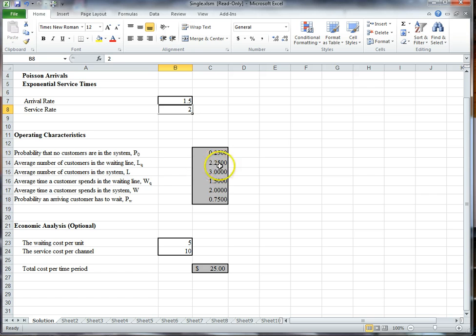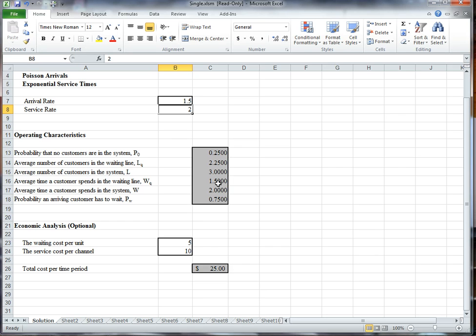There would be 2.25 customers on average waiting in queue, excluding the service time. There would be 3 customers on average in the system, including the one in service. And the average time to wait in queue, 1.5 minutes.